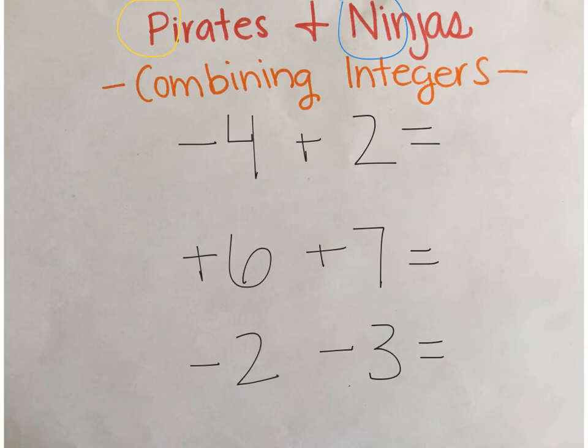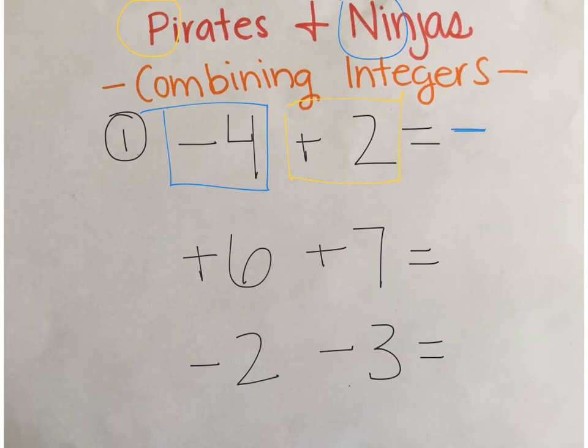On the screen now are 3 problems. We're going to go through and see what happens when we have our ninjas and our pirates fight each other. So in my first example right here, number 1, I have a negative 4 and a positive 2. I'm going to box my answers. Here are my pirates, my positive 2. Here are my ninjas, my negative 4. If you look, my negative 4, I have more ninjas than I have pirates. So that means I'm going to have a negative as my answer.